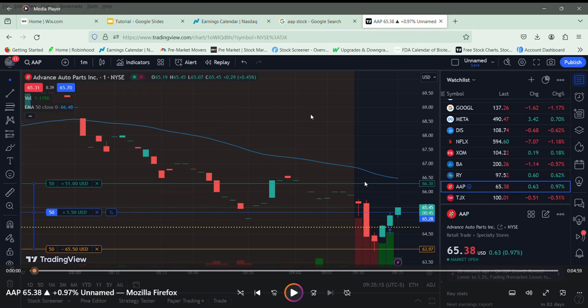Okay, so the stock we're trading today is Advanced Auto Parts. We found this stock by going to the earnings calendar at the NASDAQ. We did a Google search on the stock. They had an excellent earnings report. Everything was great. Everything looked amazing. So that's the one we decided we were going to go with.